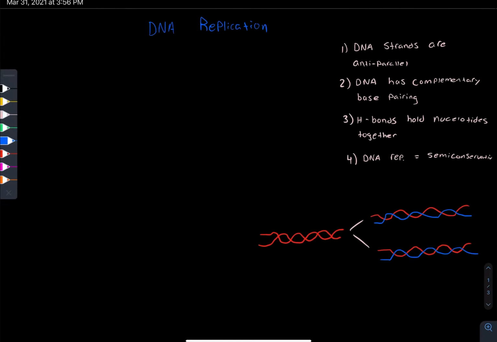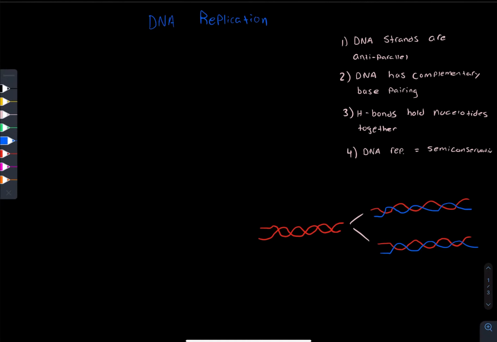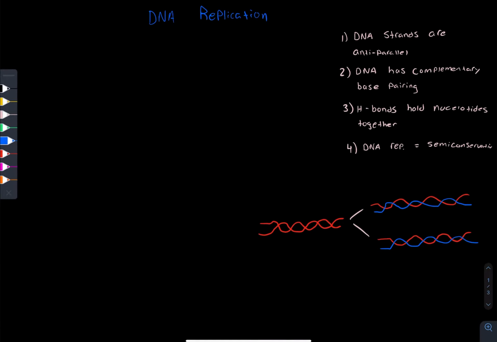Alright, so today we're going to take a look at DNA replication and we're going to draw it out. First things, we're going to have to know a few important details before we draw it out. The first thing is that DNA strands are anti-parallel. And what that means is we're going to have two strands here.